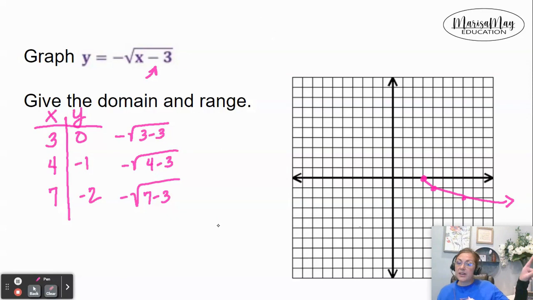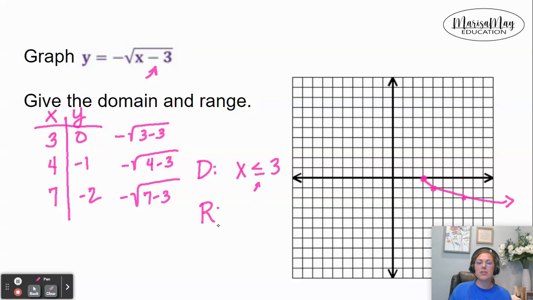Notice I'm not going to put an arrow to the left because I can't put values in here that are less than 3, because I would get a negative number underneath the square root. That's why my domain here has to be that x can't be smaller than 3. x can be 3, which is why I put the equal to underneath the inequality.